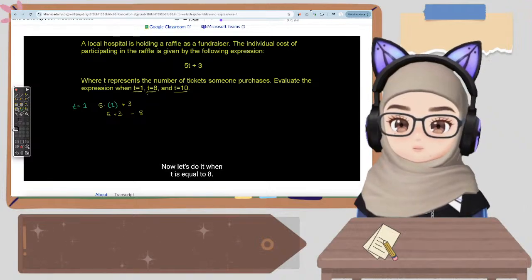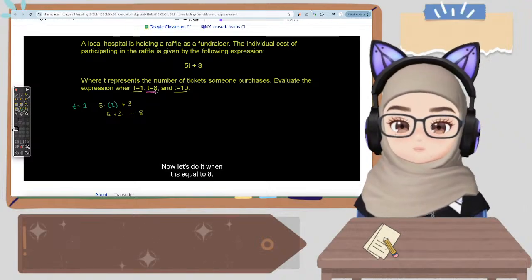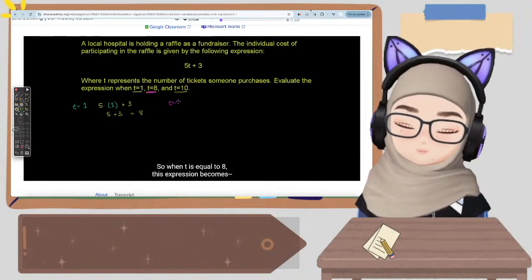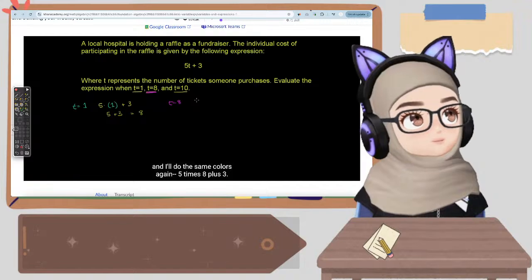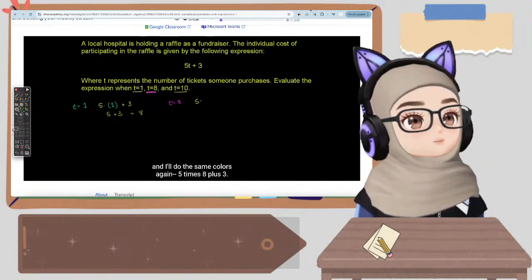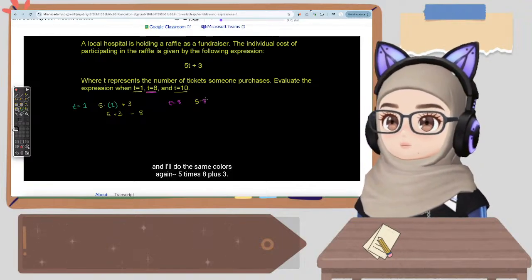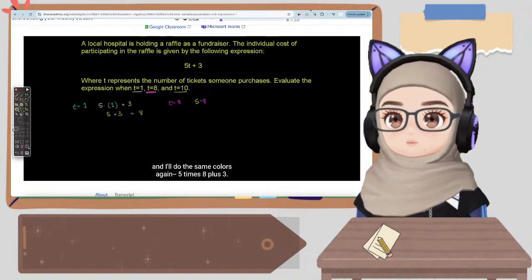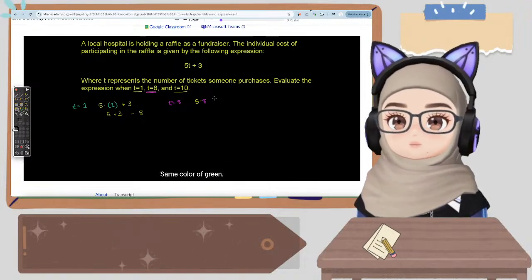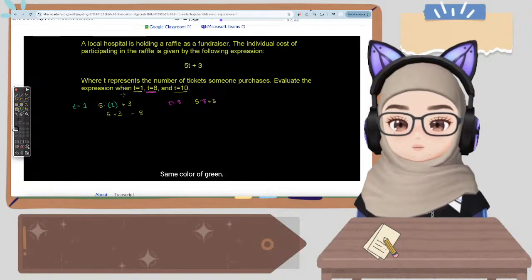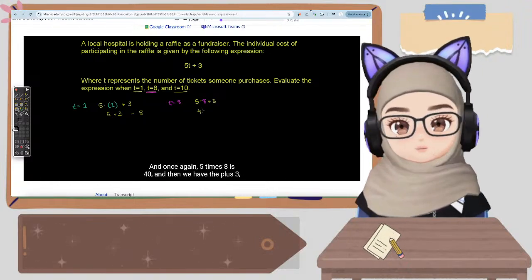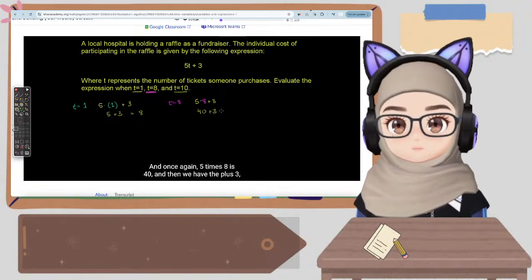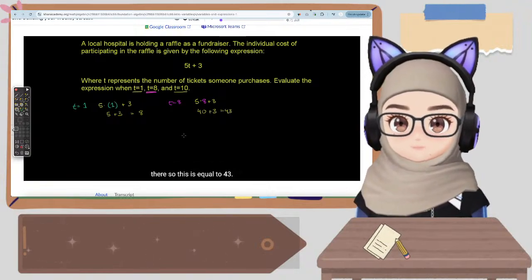Now let's do it when t is equal to 8. So when t is equal to 8, this expression becomes, and I'll do the same colors again, 5 times 8 plus 3. Same color of green, plus 3. And once again, 5 times 8 is 40. And then we have the plus 3 there, so this is equal to 43.